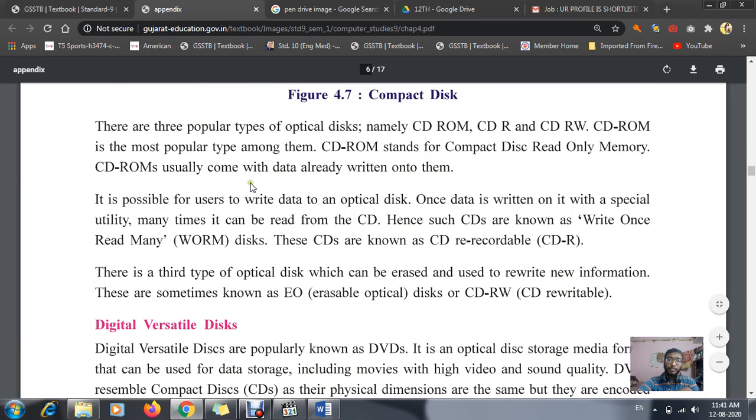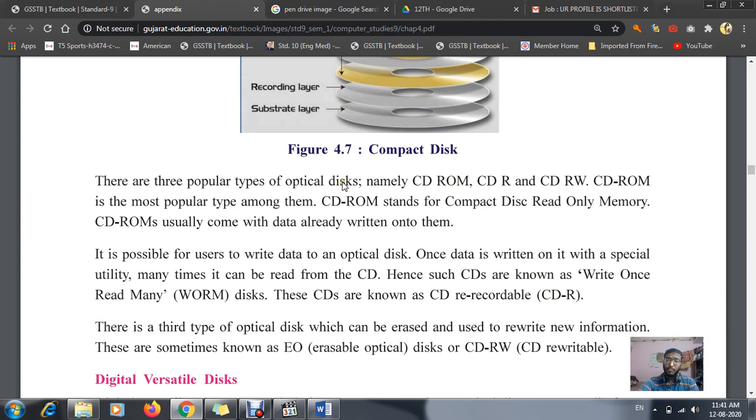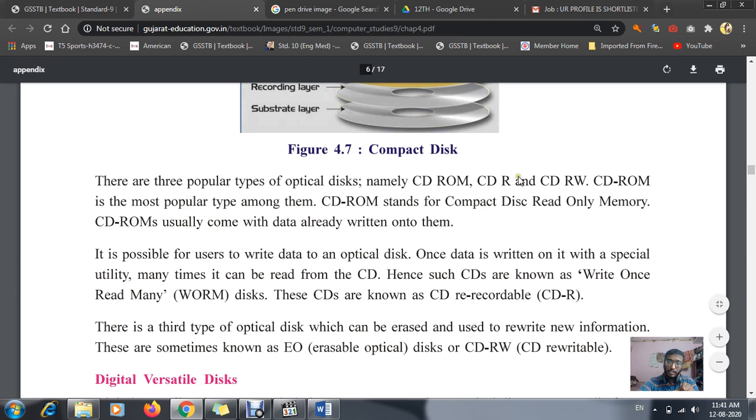Now DVD means... First, CD can be divided into three types. The first one is CD-ROM, then CDR and CDRW. Underline it. The full form of CD-ROM is compact disc read-only memory. I hope you all know the full form of ROM. Then CDR means compact disc recordable.